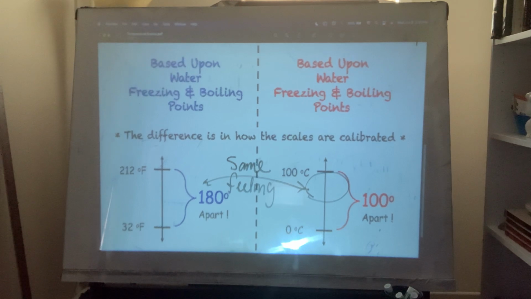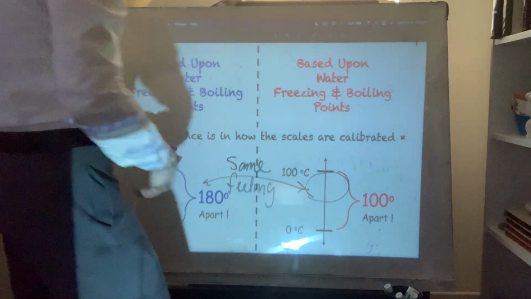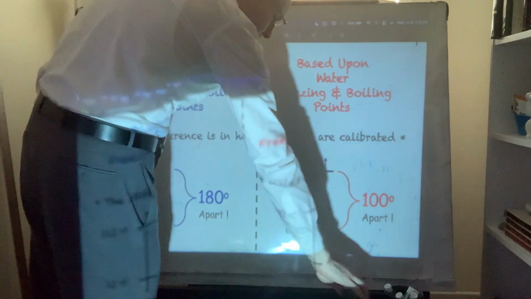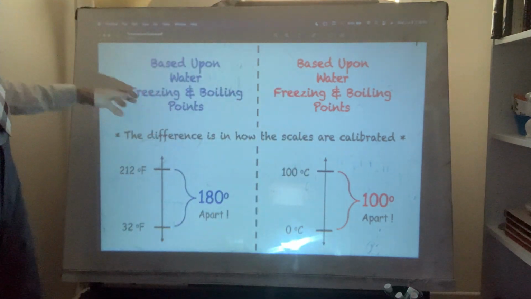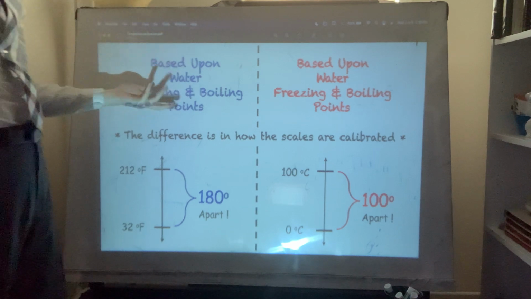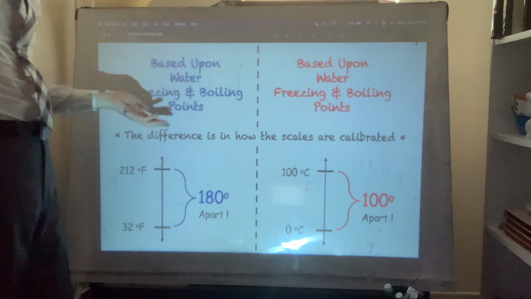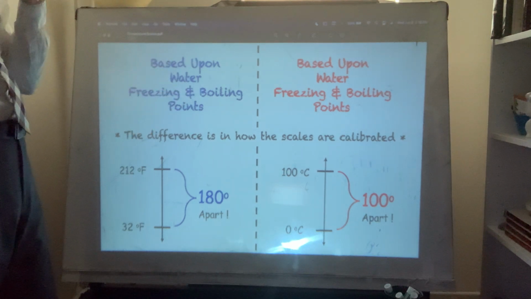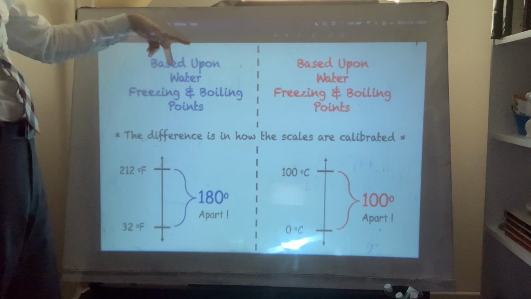Essentially, the Fahrenheit scale is based upon the boiling point and freezing point of water. I think originally Daniel Fahrenheit might have used something like a pickle brine, which is water with salt in it, if not other things. But essentially, this is the idea.